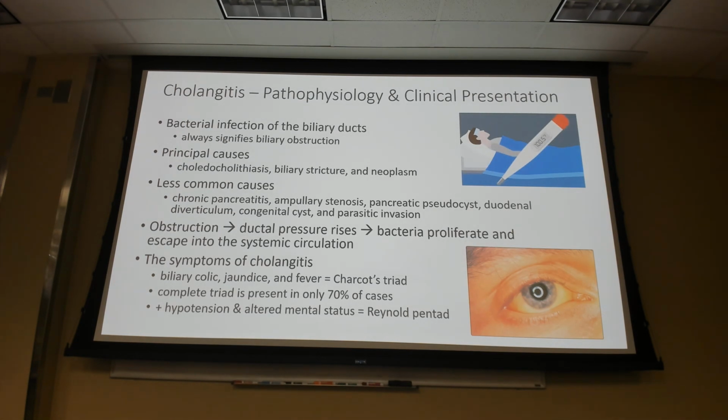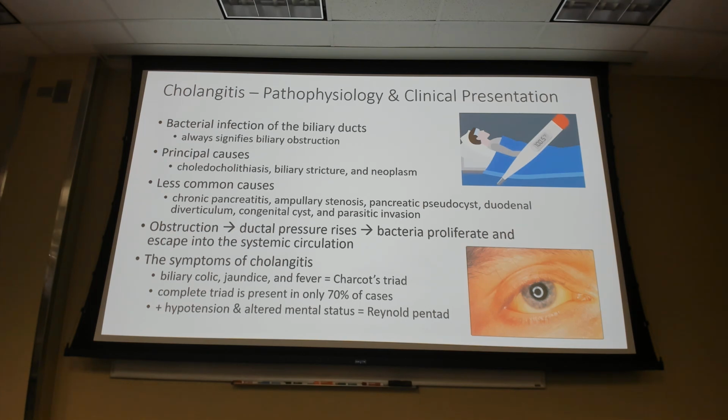And then cholangitis is a bacterial infection of the biliary ducts. This is pretty bad. This is when you're going to see your Charcot's triad. You may see your Reynolds pentad. And it says the complete triad is present in only 70% of cases. That's pretty high in medicine. Like 70%, that's a pretty big number if you see that. So you do see this quite commonly.